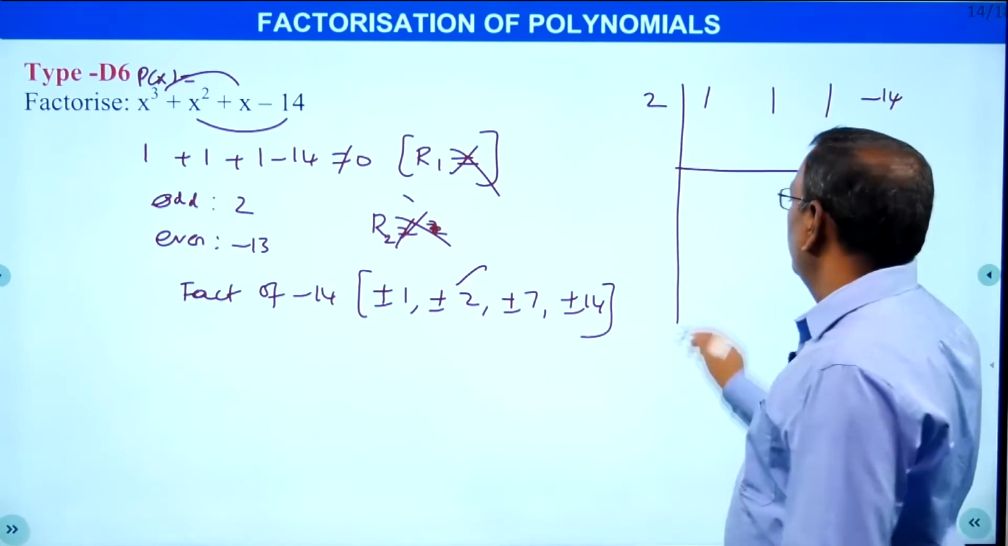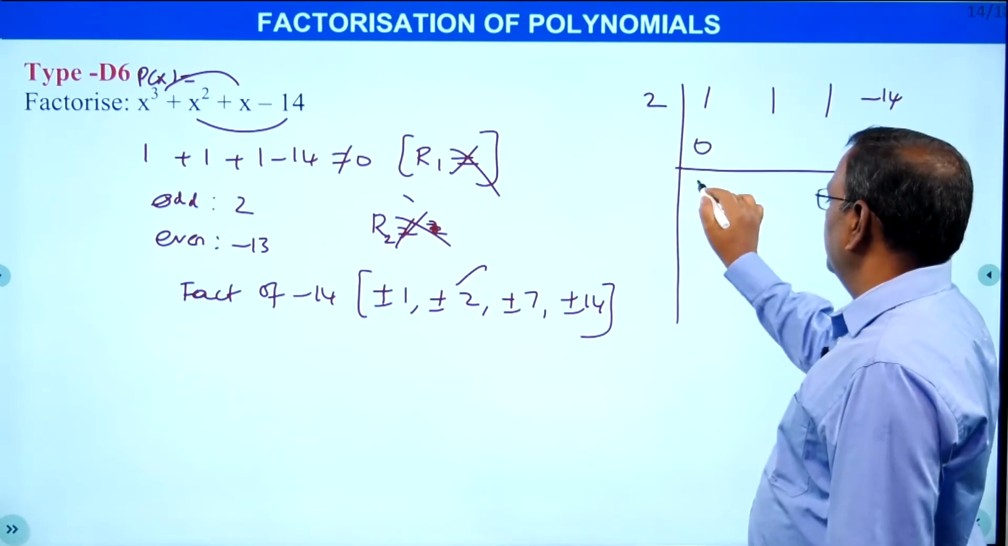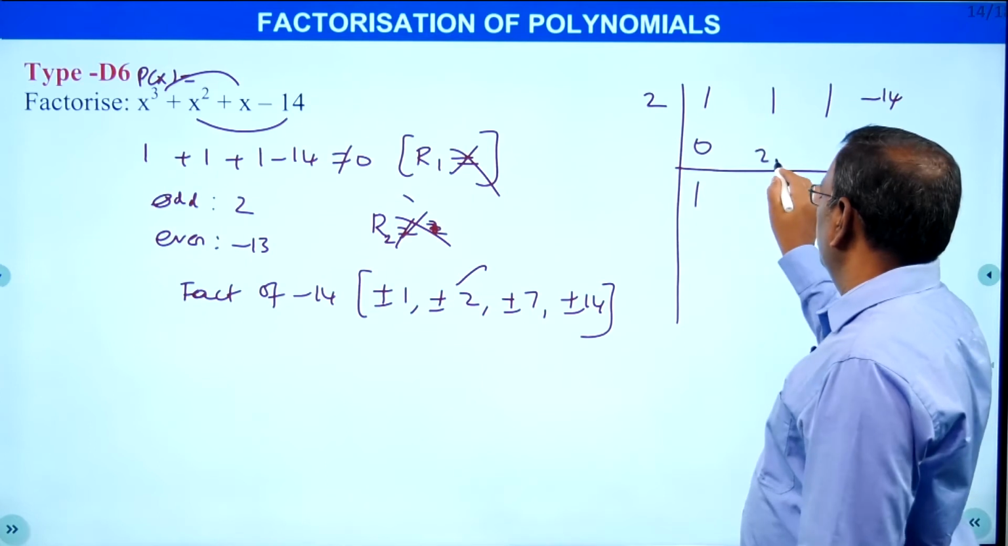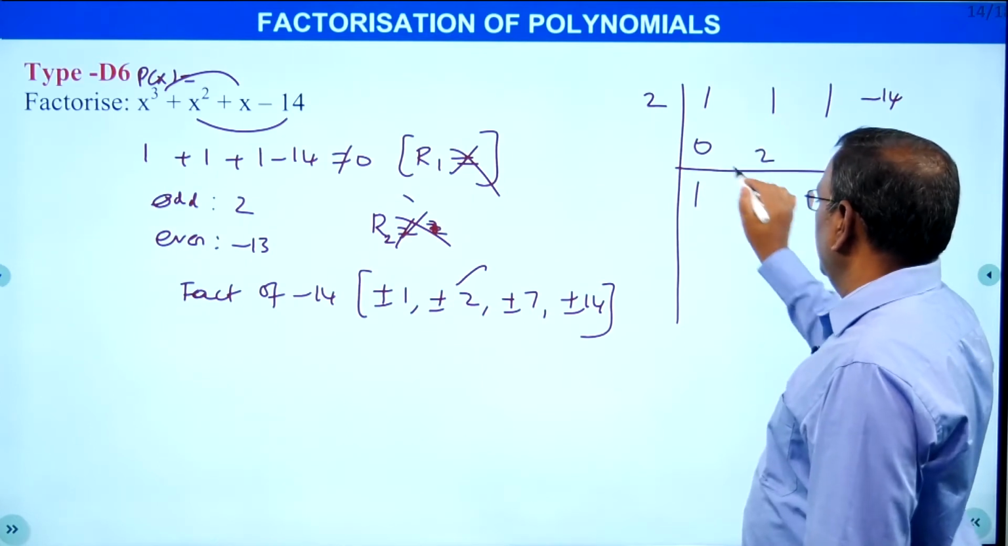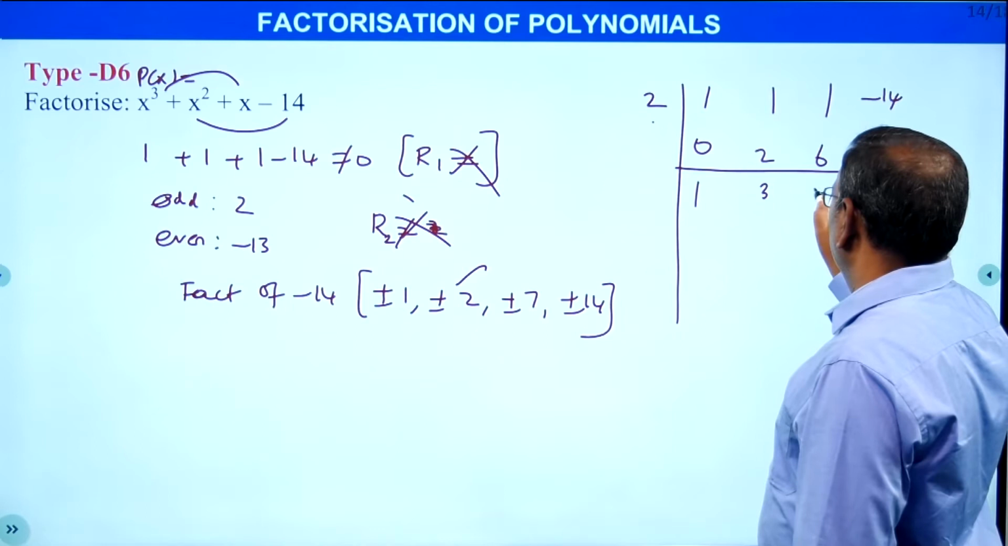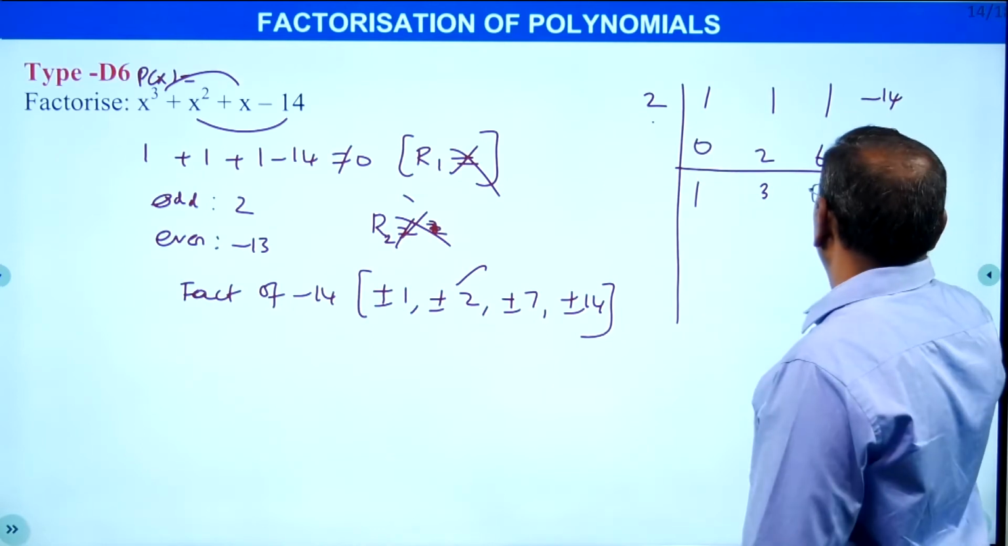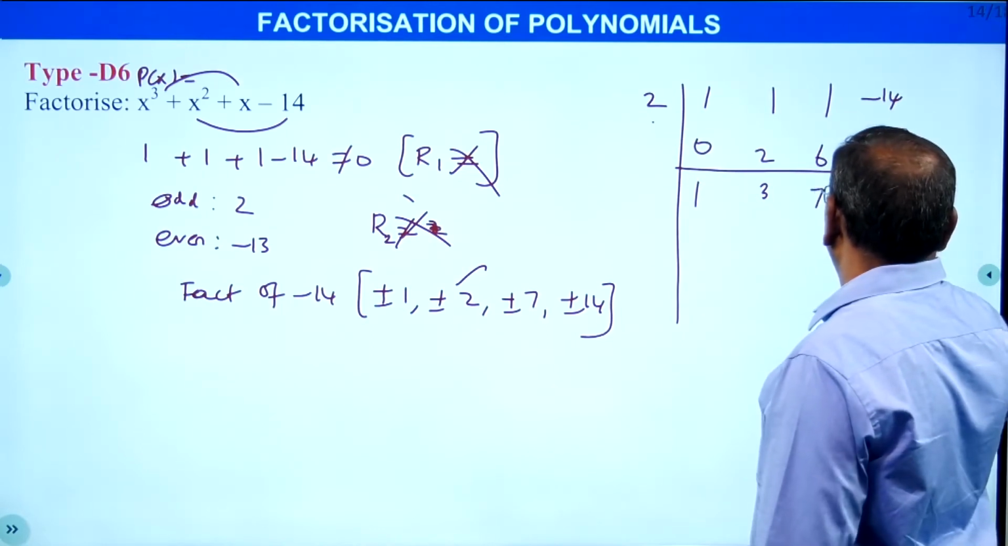Okay. Now put 0. 1 plus 0 is 1. 2 into 1, 2. 2 plus 1, 3. 3 into 2, 6. 6 plus 1, 7. 2 into 7, 14. Then 0, which is the remainder.